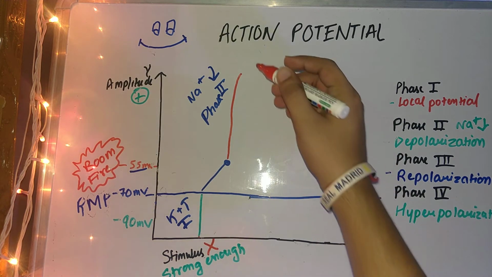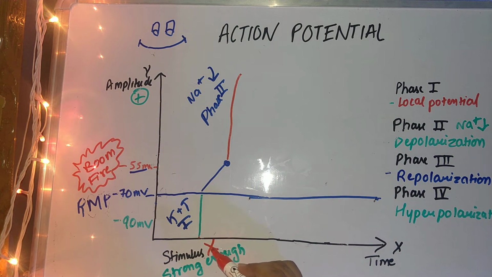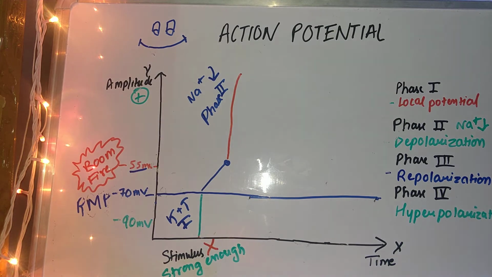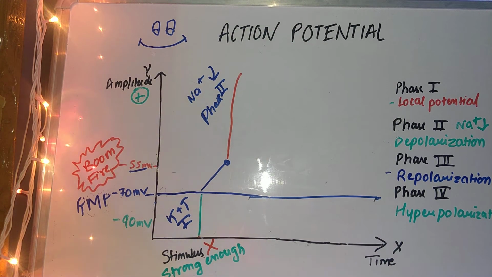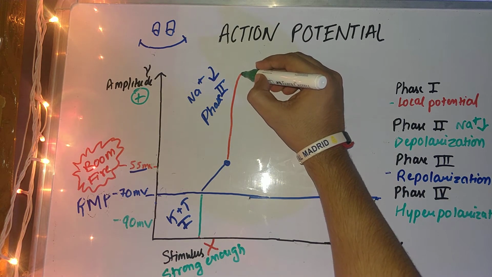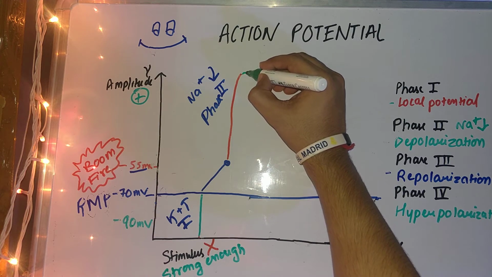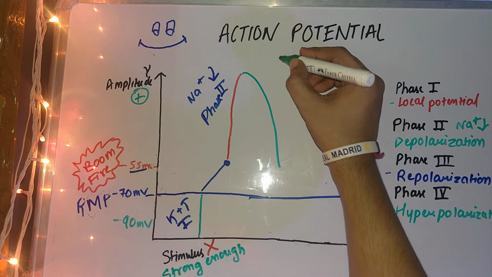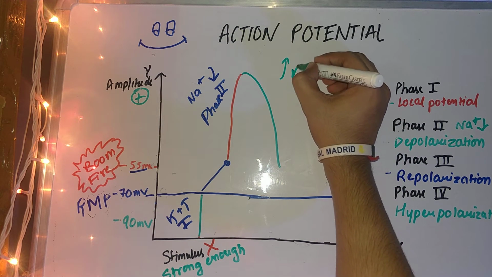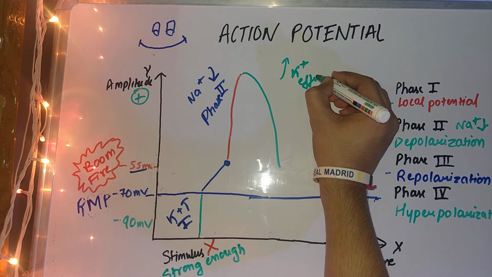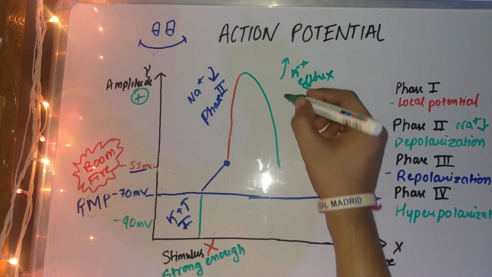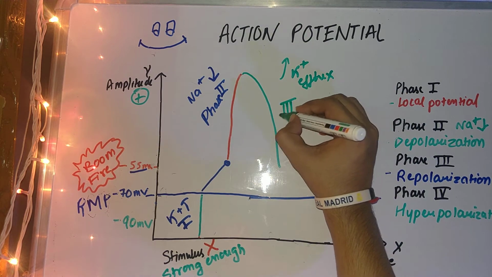Phase 3 is repolarization, when the stimulus is no longer there. Phase 3 repolarization is done by efflux of potassium. Efflux means potassium goes out from the cell. This is phase 3.